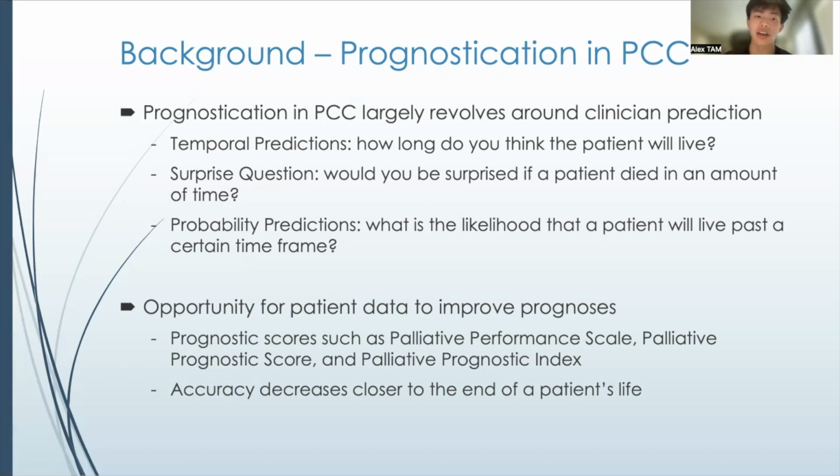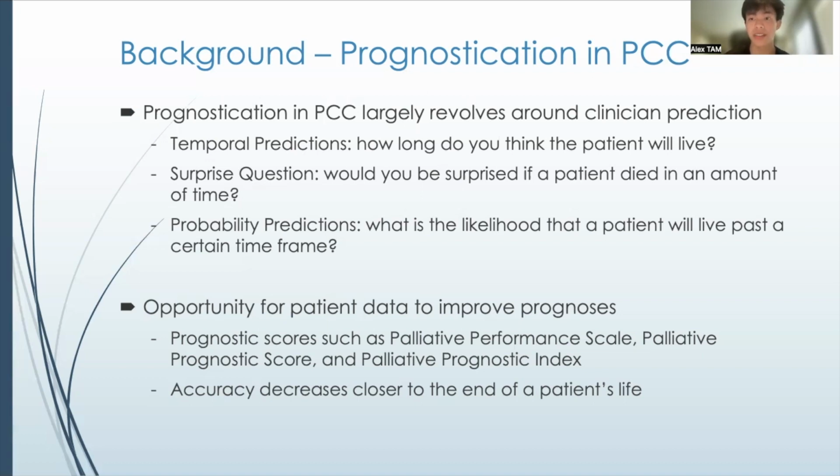Recently, however, there's an opportunity for patient data to improve the prognostic process. Scores and algorithms such as the Palliative Performance Index, Palliative Prognostic Score, and Palliative Performance Scale have all been derived from the electronic medical record data in an attempt to improve the accuracy of these prognostications.